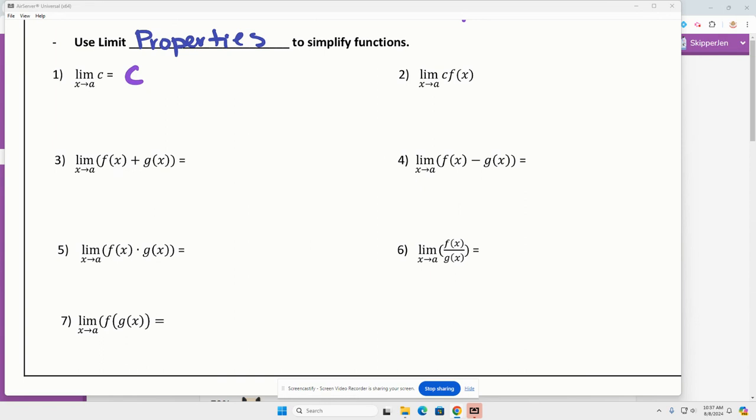All right, and then on number 2, if we have the limit of the product of a number and a function, we can take that number value and just multiply it in front of the limit.